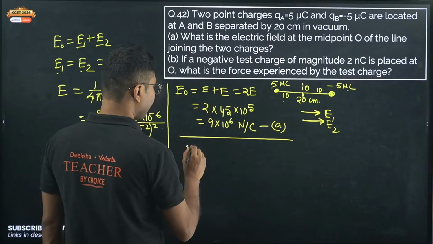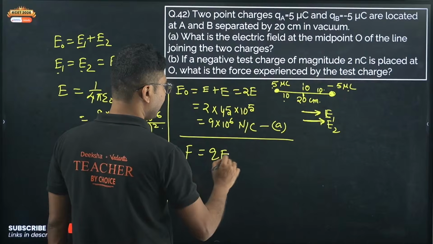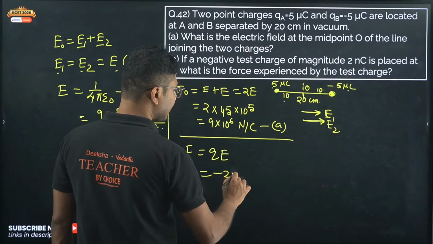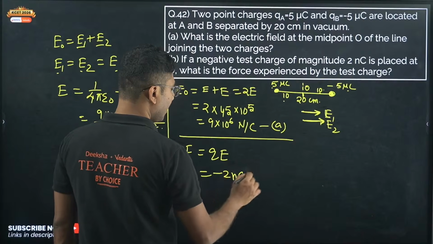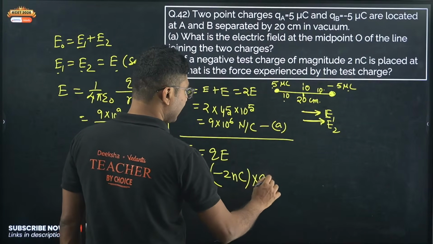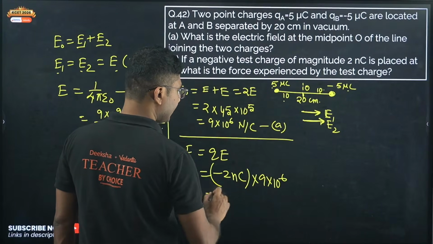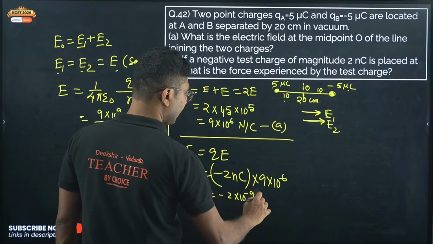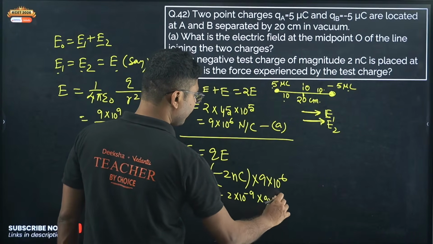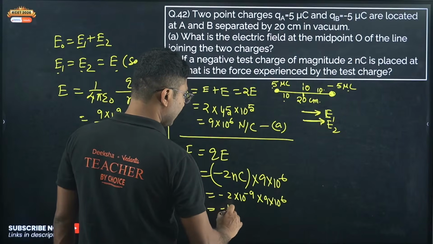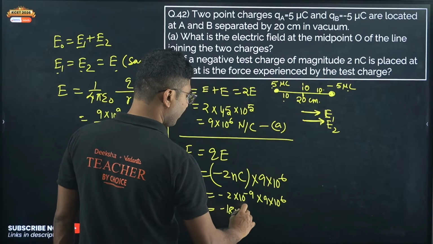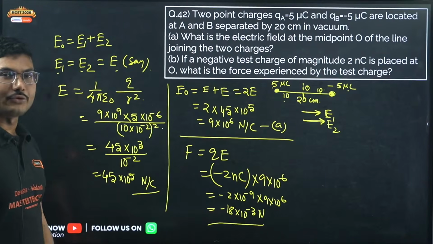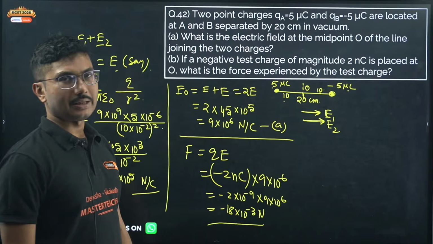So the force experienced by the test charge is Q into E. It is a negative test charge, so minus 2 nanocoulomb into 9 into 10 to the power of 6, that is minus 2 into 10 to the power of minus 9 into 9 into 10 to the power of 6, that is minus 18 into 10 to the power of minus 3 Newton. The negative sign indicates the force is along the opposite direction of the electric field.